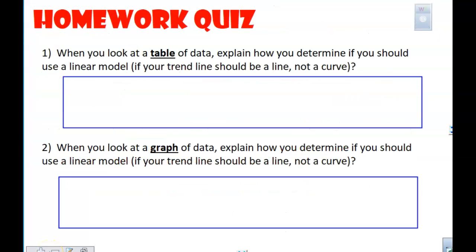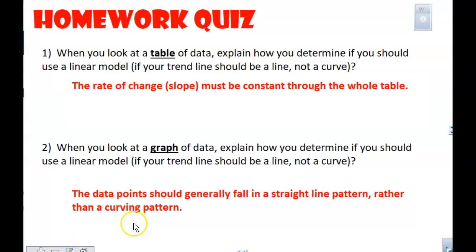On page 22, right below our notes, when you look at a table of data, explain how you determine if it's linear. So think about that table. How did we determine if the table was linear? So right below on page 22, put number 1 and explain in your own words: how do I know a table is linear? What are you looking for? Then put number 2. When you look at a graph, explain how you determine if it's linear or if it's a curve. How do you determine that? Okay? So put that.